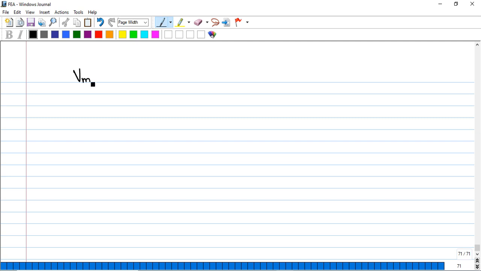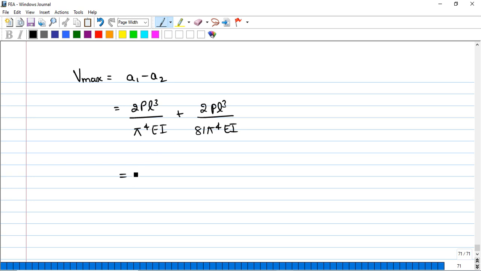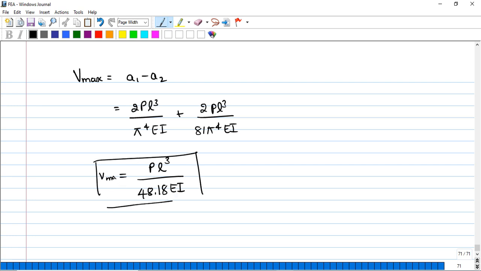And what is Vmax? Vmax we know as a1 minus a2. So a1 is 2PL cube by pi raised to 4 EI, and a2 is minus, and minus into minus gives positive, that is 2PL cube by 81 pi raised to 4 EI. If I add these two, I will get PL cube by 48.18 EI. That is Vmax. So V will be maximum at x is equal to L by 2, that you should know.